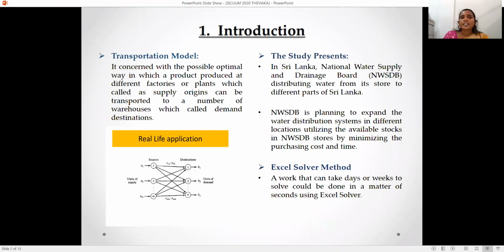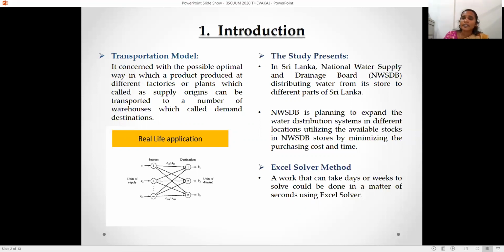The transportation model is concerned with the possible optimal way in which a product produced at different origin centers can be transported to a number of different destinations. This diagram shows this process very clearly.